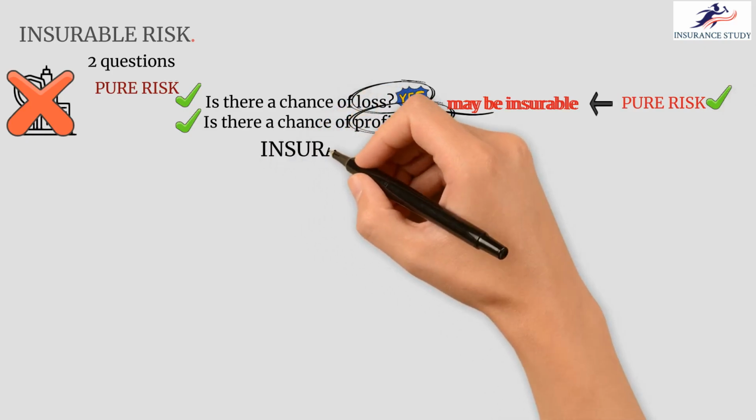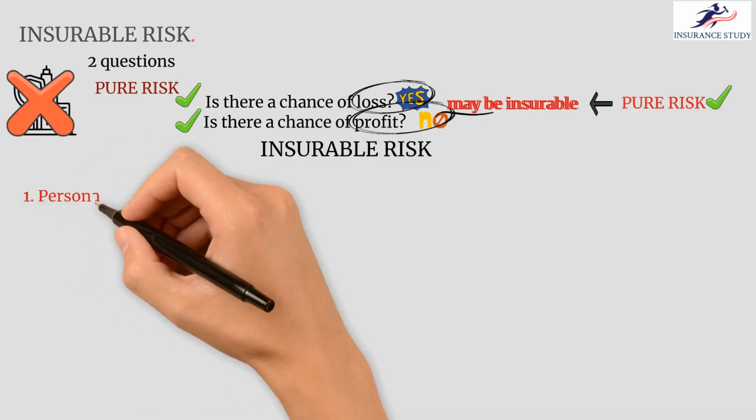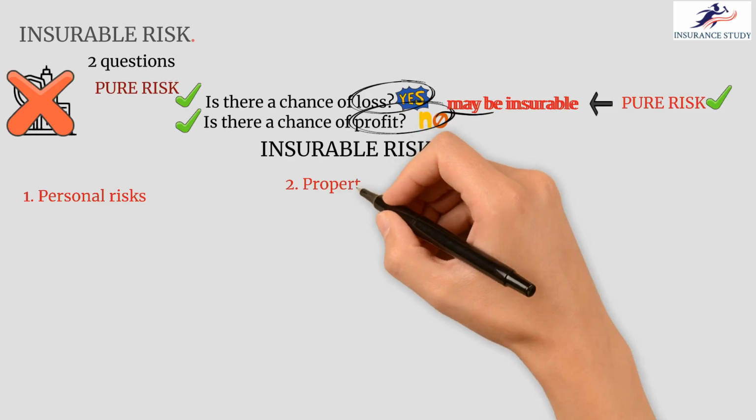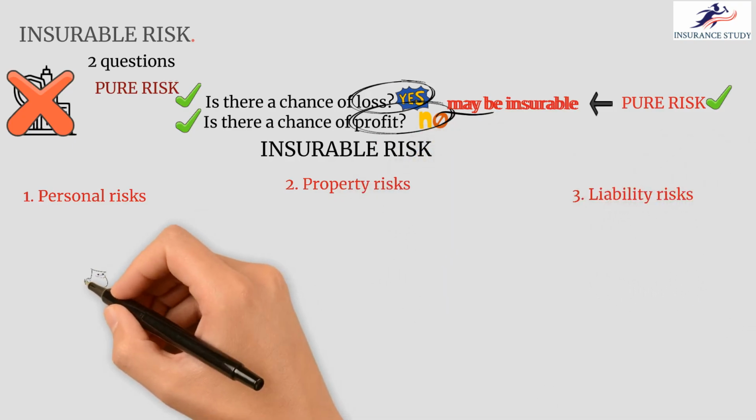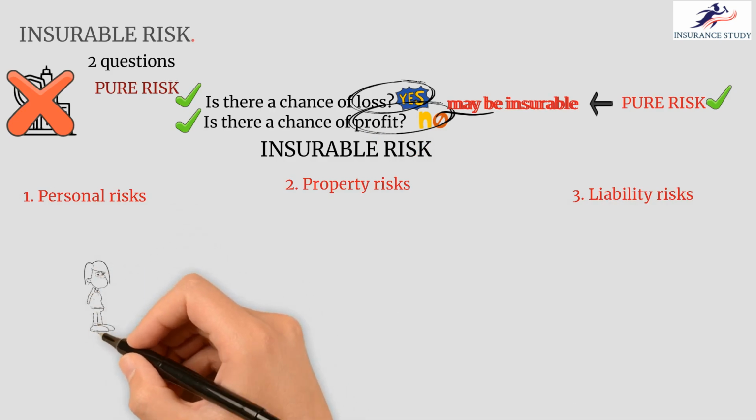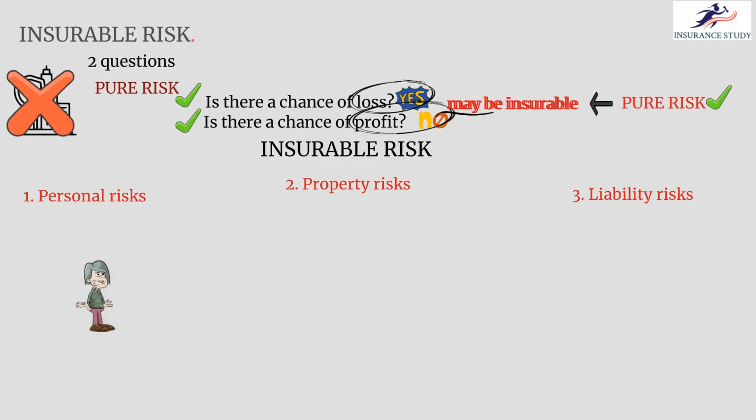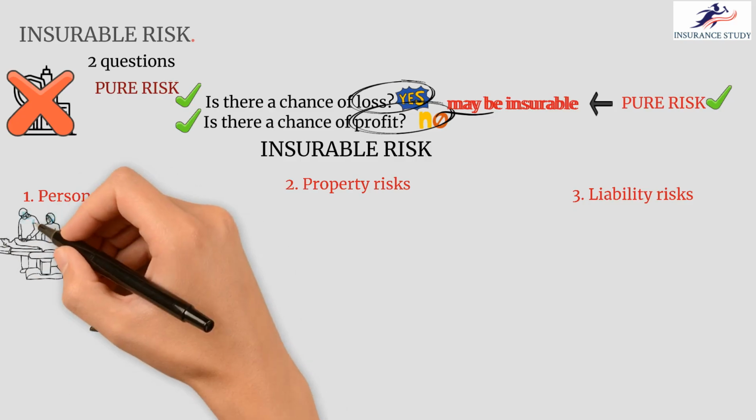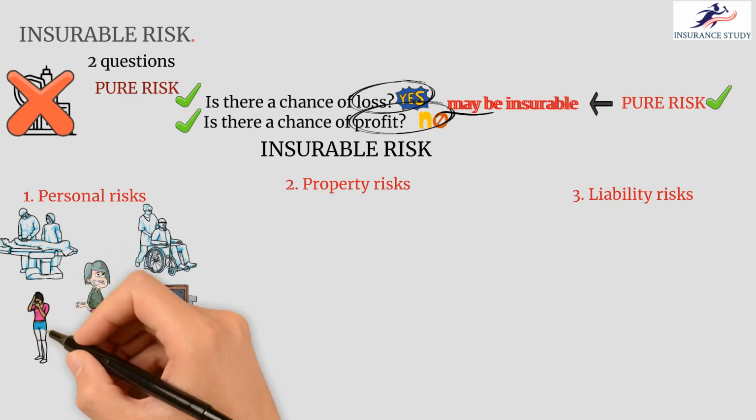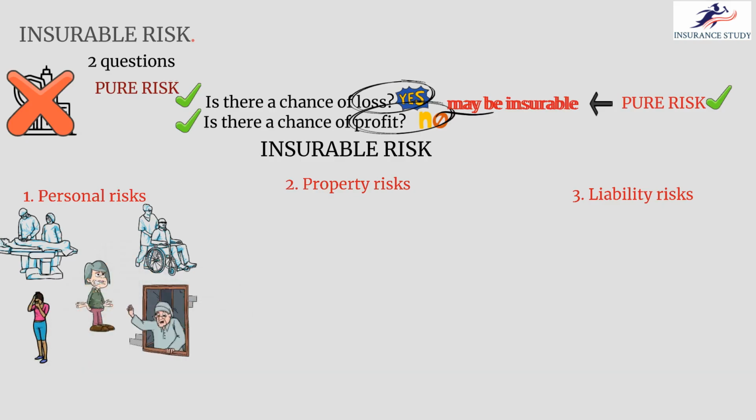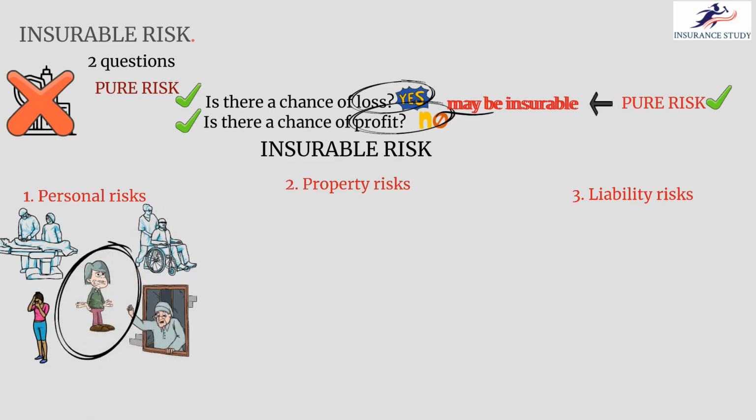So insurable risks are divided into three broad categories: personal risk, property risk, and liability risk. So let's look at each one. Personal risk involves the chance of loss arising from a person's death, physical disability, old age, or unemployment. So personal risk is mainly about the person's life, health-related disability, or income.